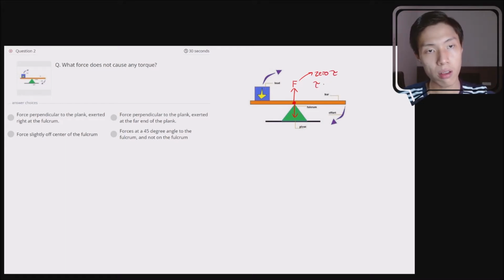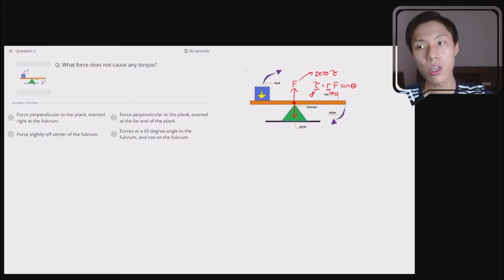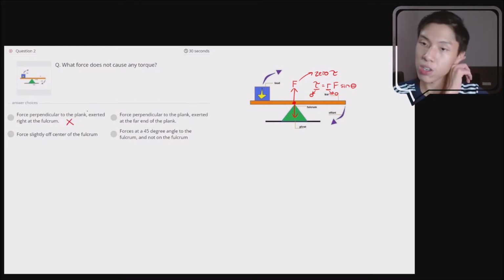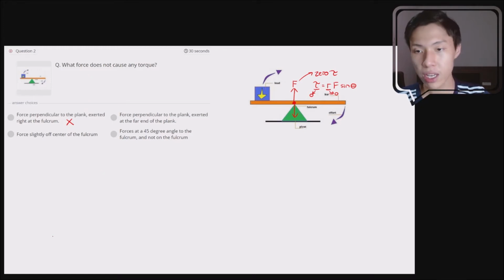Because for torque, the formula is R F sine theta. So the biggest reason why your torque will be 0 is because your R here is 0. So your R is 0, therefore your torque will be 0. So therefore you should expect 0 torque for the force perpendicular to the plank exerted right at the fulcrum. So let's look at the other options as well.